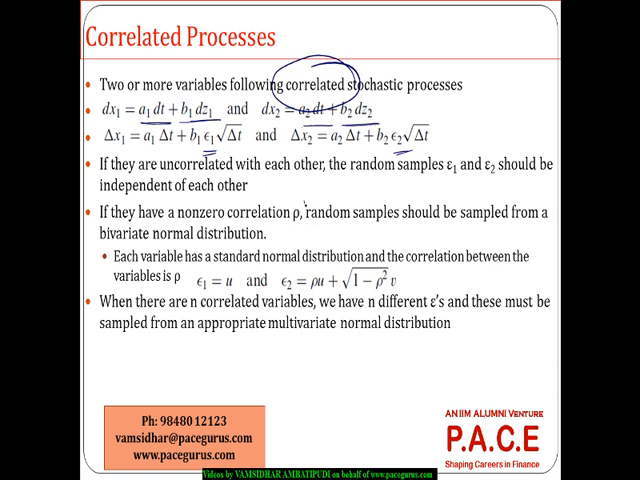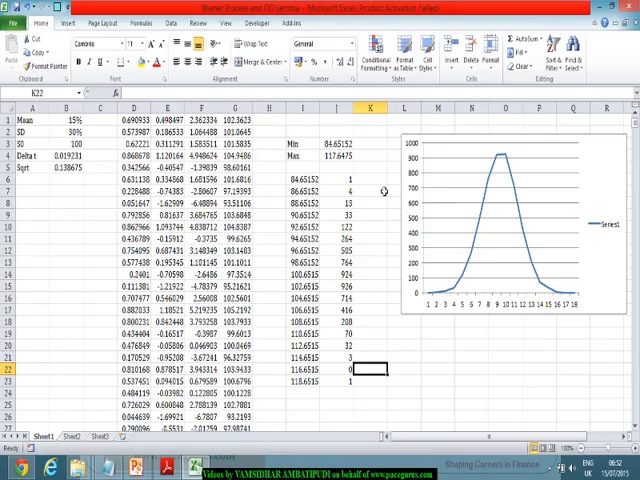But if there is some kind of correlation between them, the random samples should come from a bivariate normal distribution itself. Right? The random samples that we are bringing in should come from a bivariate normal distribution. Let's do that. What I need to do.